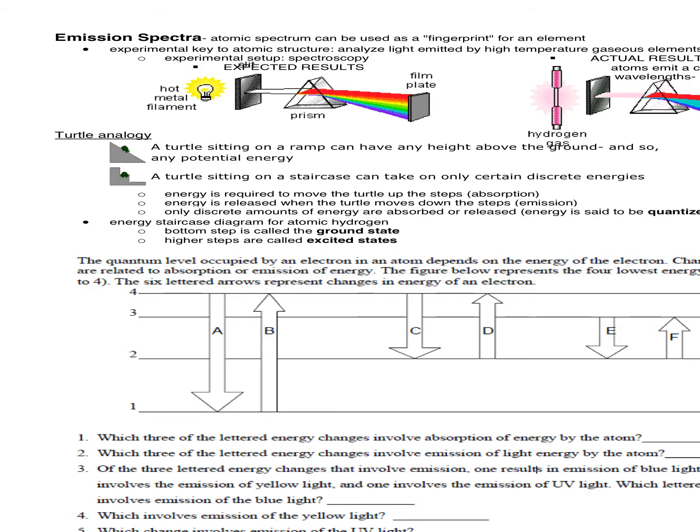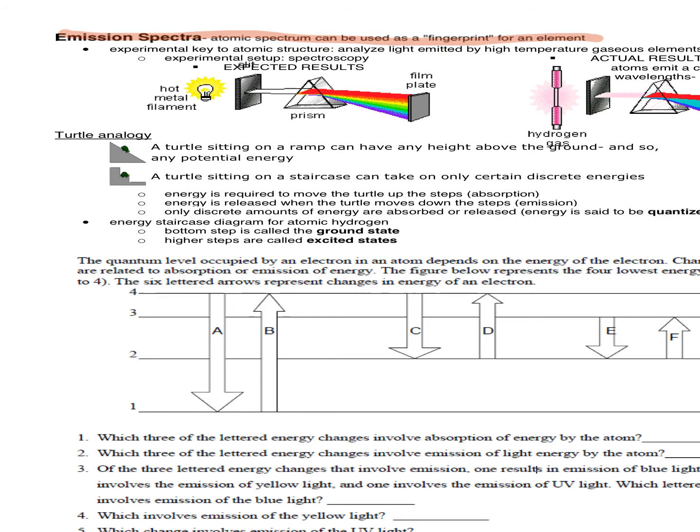So the emission spectra for each element, or the atomic spectrum, can be used as a fingerprint for that element. Because it is dependent on which element it is, the emission spectra can be a sign or a fingerprint for that element. Only one element will have that specific emission spectra. So we can analyze the light emitted by high temperature gaseous elements to see their individual spectra.